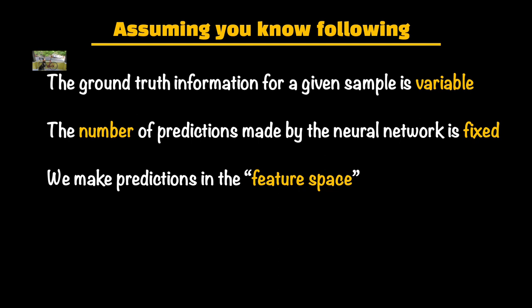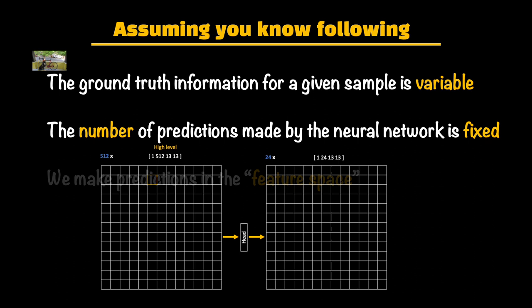Also, when we make predictions, we make them on feature space. We pass the image through a network generally called backbone and obtain features from various depths. And then pass these features through a small neural network called detection head that is responsible for making predictions of bounding boxes and associated class labels.